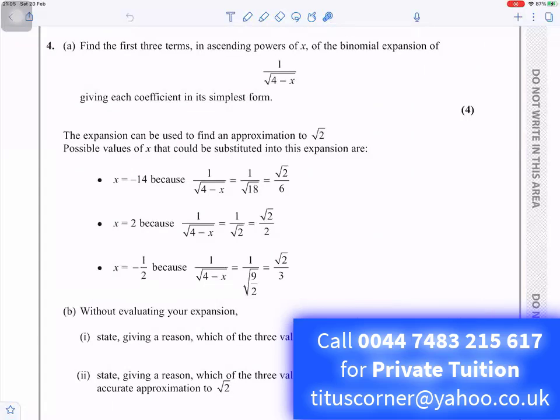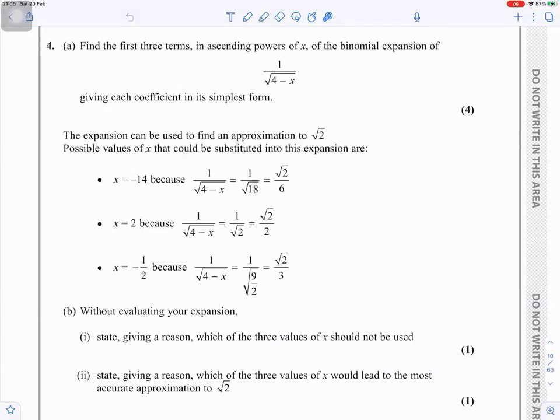Question number 4. Find the first three terms in ascending powers of x of the binomial expansion of 1 over the square root of 4 minus x, giving each coefficient in its simplest form.